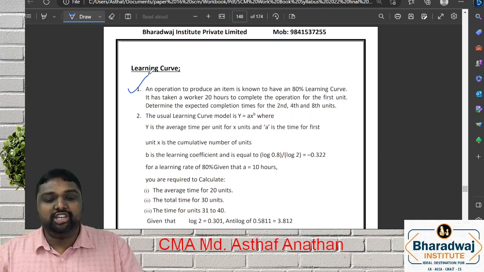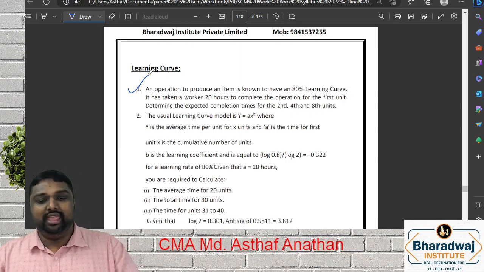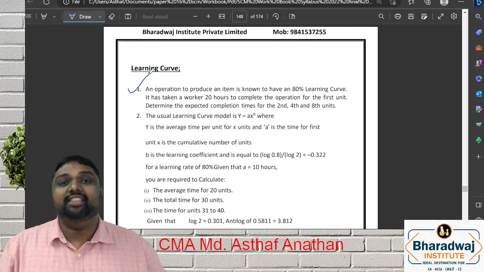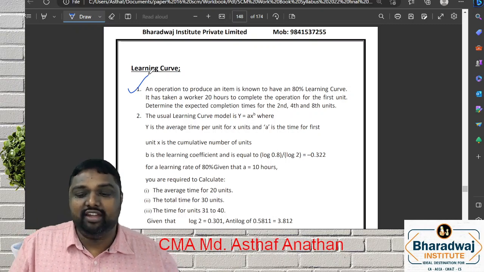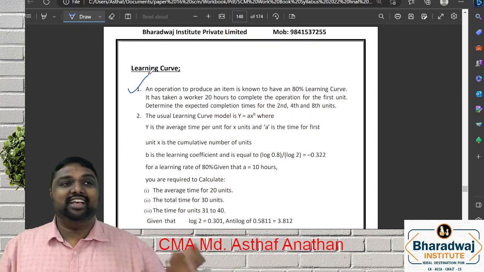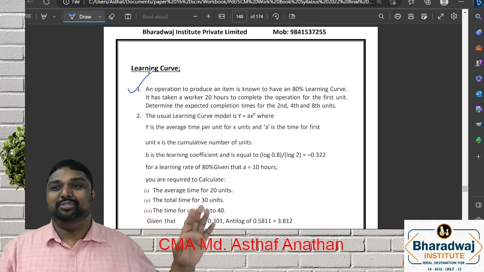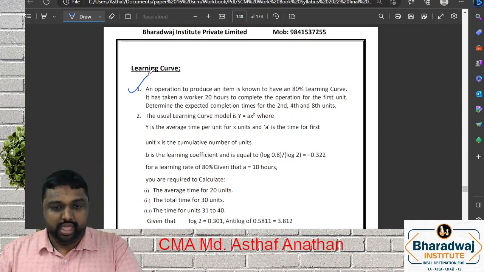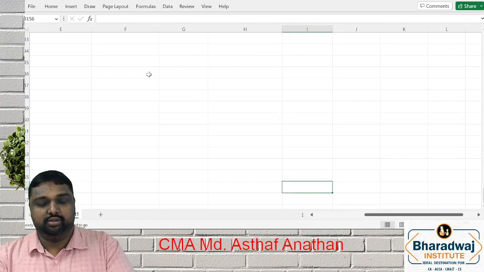An operation to produce an item is known to have an 80% learning curve. It has taken 20 hours to complete the first unit. Determine the expected completion time for the second, fourth, and 8th. They are asking only second, fourth, and 8th. If they ask 7th, you cannot do table root, but here you can do that. So, what is the expected completion time for the? Yes, so we can go for.